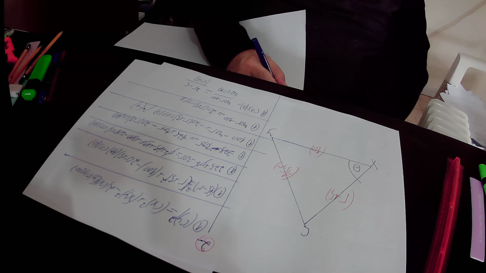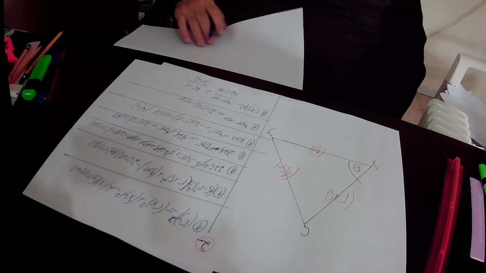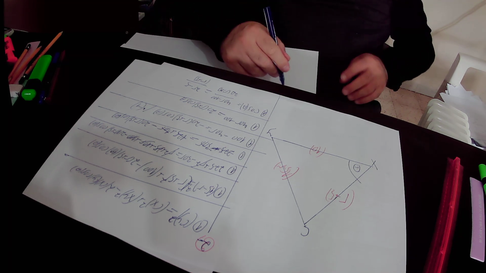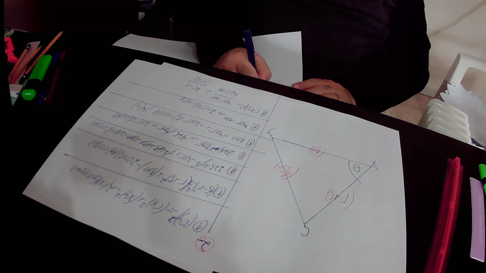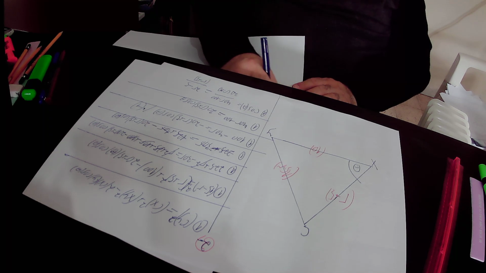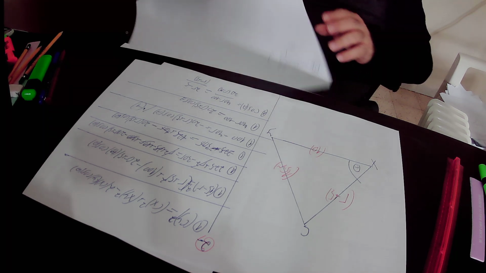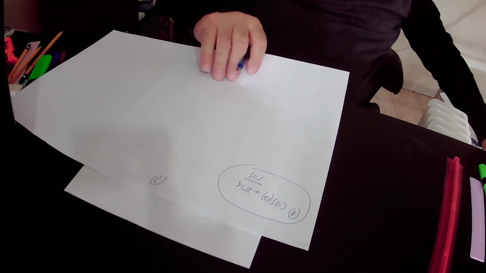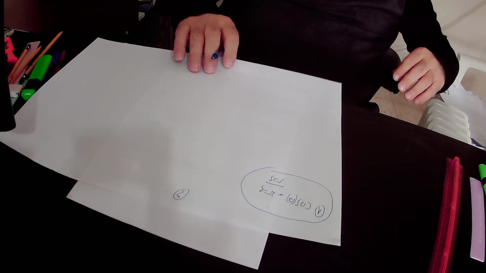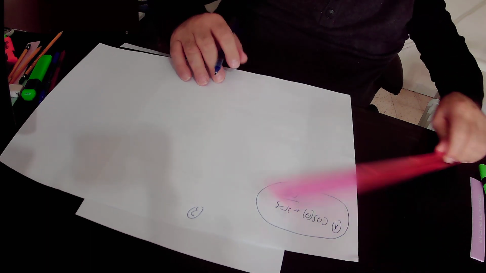according to equation number 1, cosine theta equals 2r minus 5 over r plus 5. Okay, we found out that cosine theta equals 2r minus 5 over r plus 5.